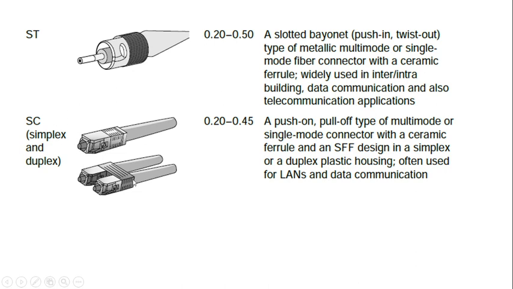The second one is SC. It is used for both simplex and duplex. Simplex means one way of communication, and duplex means two way communication. The loss using the SC connector will be 0.2 to 0.45 dB. The SC connector is widely used for Ethernet, laptops, ATM, LAN, MAN, wide area network, data communications, fiber channels, and telecommunication networks. So we are majorly using SC connectors.